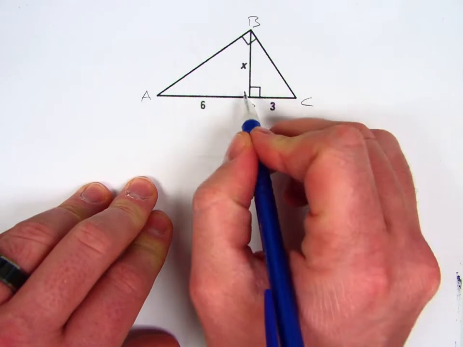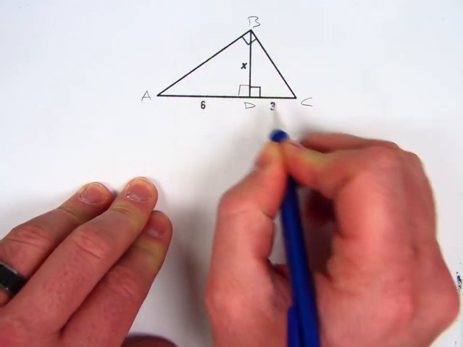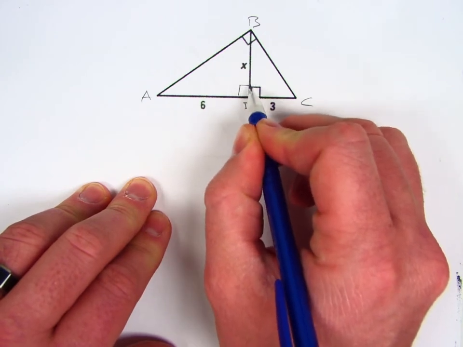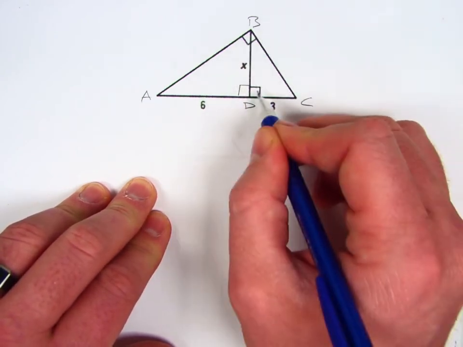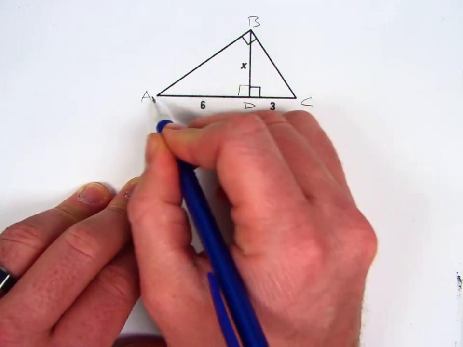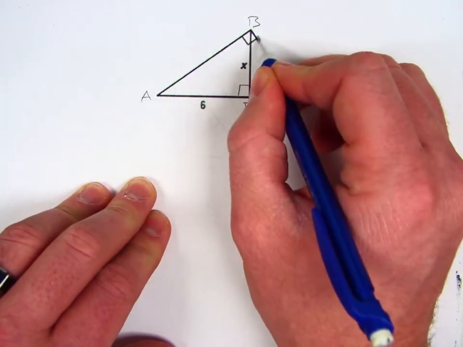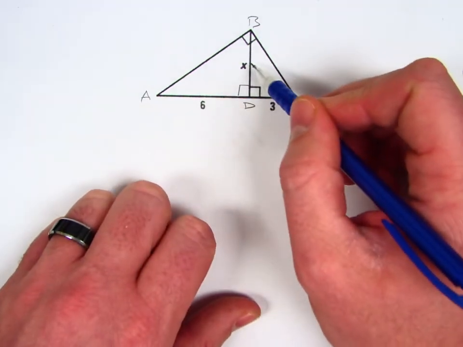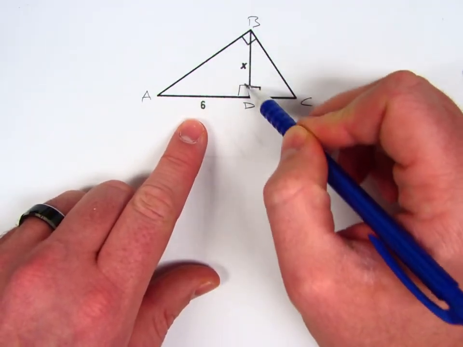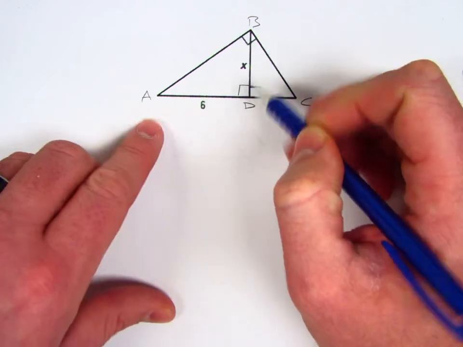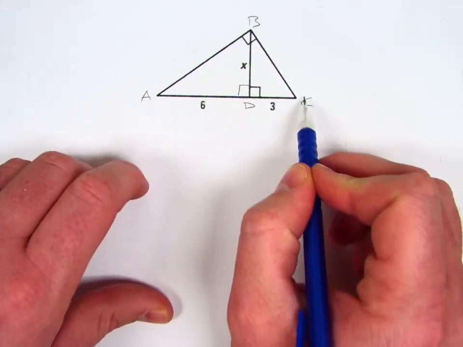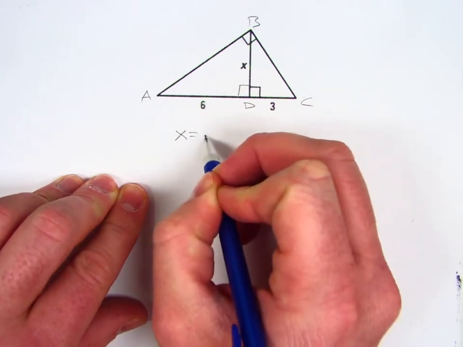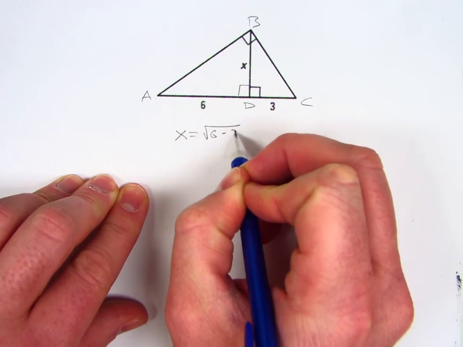And so what I've created by drawing that altitude down is 3 right triangles. ABD is a right triangle because it's got its right angle right here. BDC is a right triangle because it's got its right angle right here. And then obviously my large ABC is a right triangle because it's got its right angle. And what we'll learn about this, and this is the basic idea, is that this altitude right here, BD, is the geometric mean of AD and DC, meaning that X equals the square root of 6 times 3.